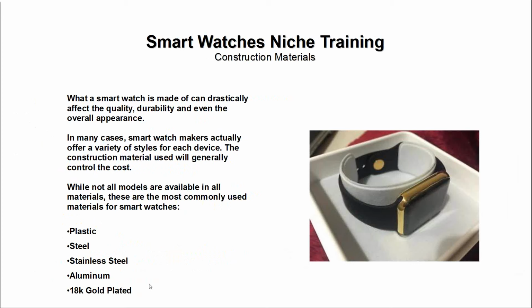Now, there's a bunch of different materials that are used in these constructions. Some of the most common ones that you're going to see will be things like plastic, steel, stainless steel, aluminum, and even 18-karat gold-plated. Right here in this picture, you can actually see this is an Apple Watch, and it is plated with 18 karat gold all the way around the outside. This watch retails for around $1,000 or something like that. And a lot of that cost is just in that little strip of 18 karat gold that you're putting on it.